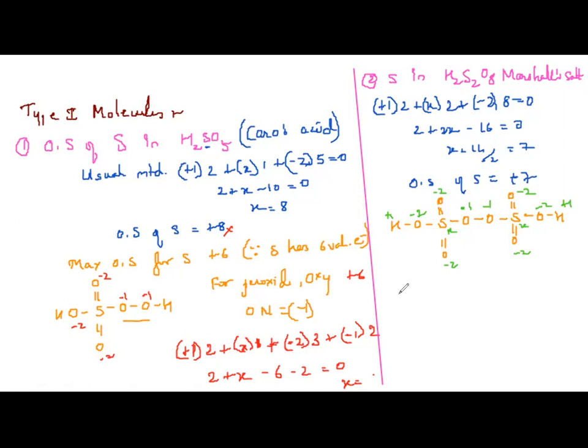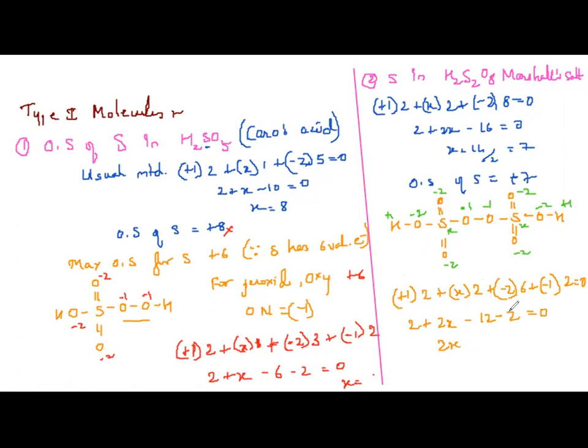Here I can solve it using the usual method. Hydrogen is +1 into 2 hydrogen atoms, plus sulfur X into 2 sulfur atoms, plus how many oxygens with -2? 1, 2, 3, 4, 5, 6. So with -2 there are 6 oxygens, plus with -1 there are 2 oxygens, equal to 0. So 2 plus 2x minus 12 minus 2 is equal to 0. This is -10. So 2x will be equal to what?